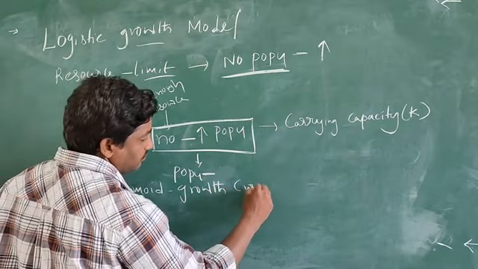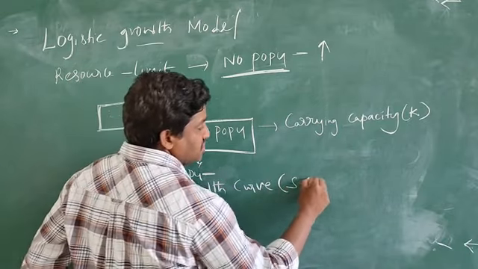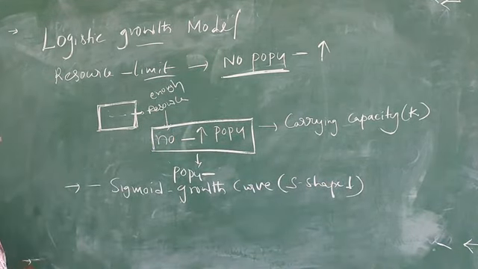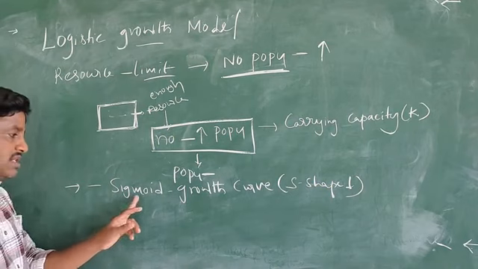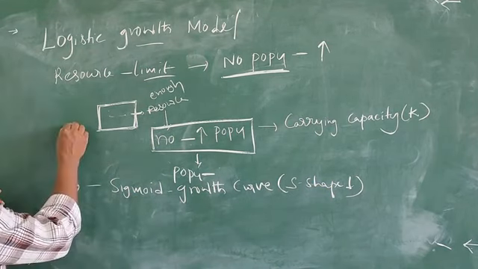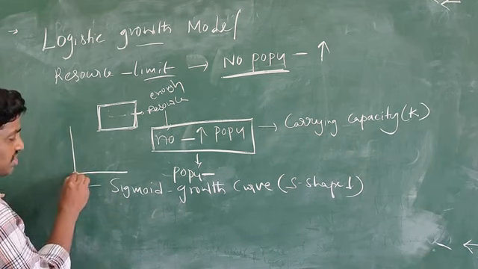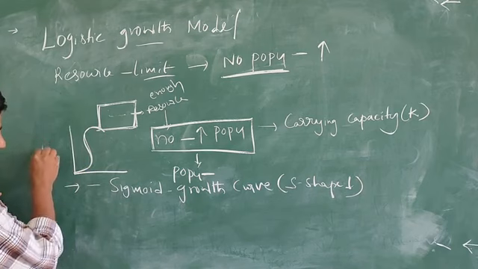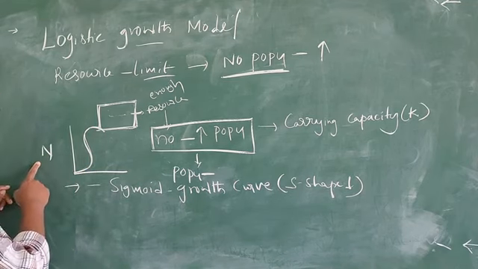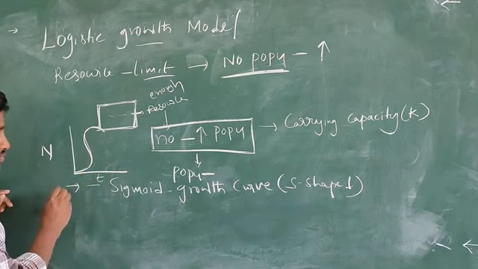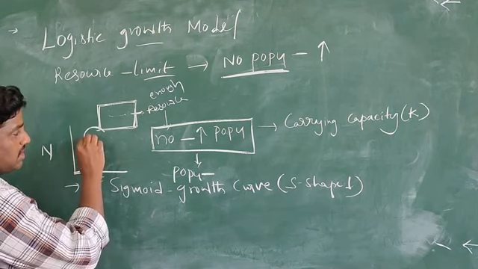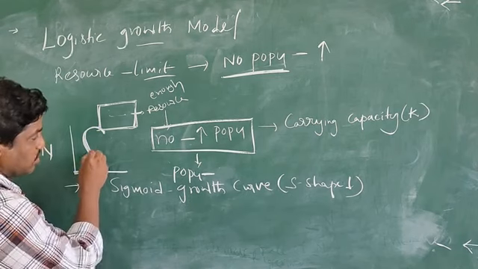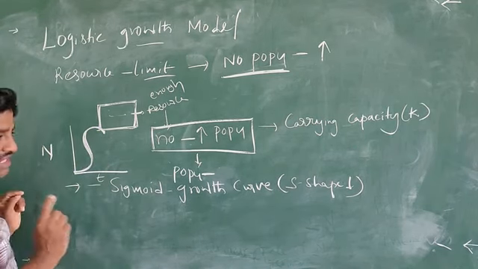growth curve. That means an S-shaped growth curve. The logistic growth model shows a sigmoid growth curve. That means the population density in relation with the time shows growth as an S-shaped growth curve. This is what you call a sigmoid growth curve.